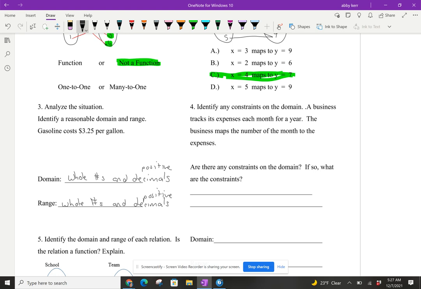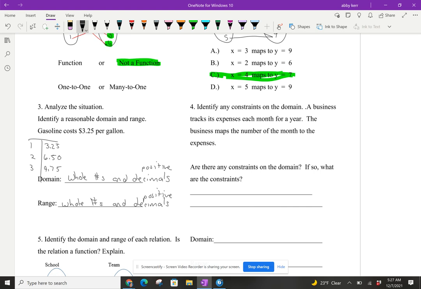So if you made a table, that's fine too. If you did 1, which is 325, if you did 2, which is 650, just give me a few numbers. That would be fine.